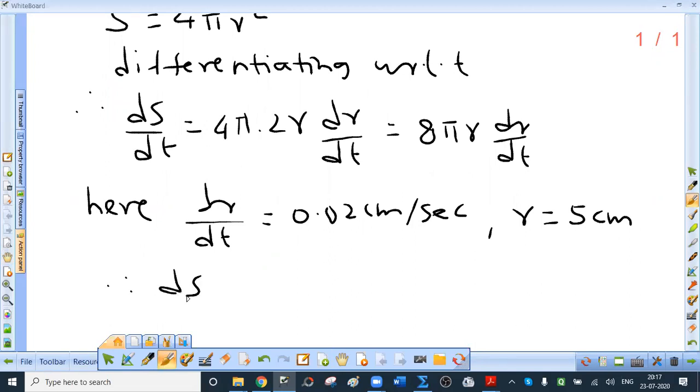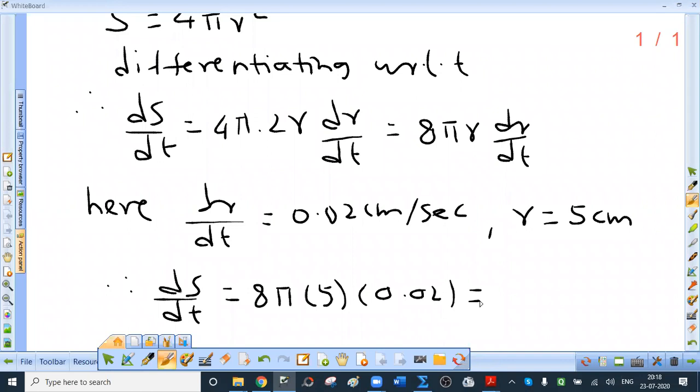Therefore, ds dt comes out to be 8 pi as it is, multiplied by 5, multiplied by 0.02. You are not supposed to substitute the value of pi because it is not helping in simplification. Had it been 7, I would have written pi as 22 by 7, so 7 gets cancelled.